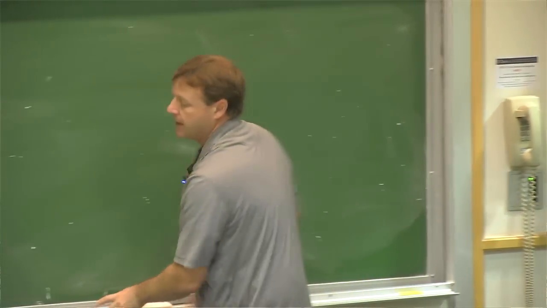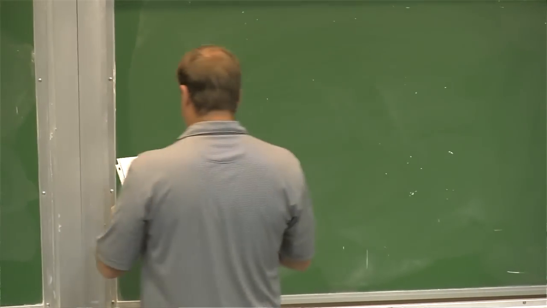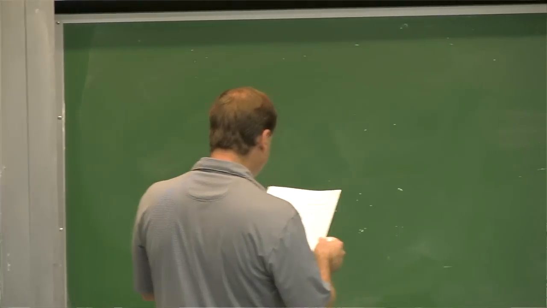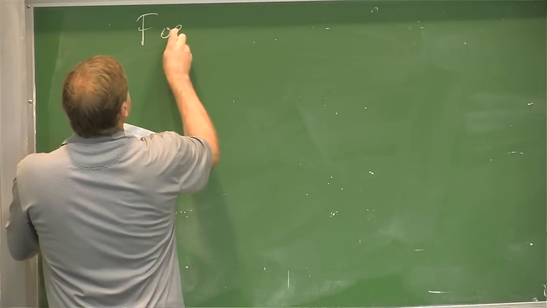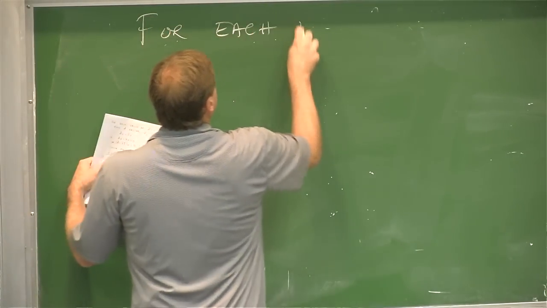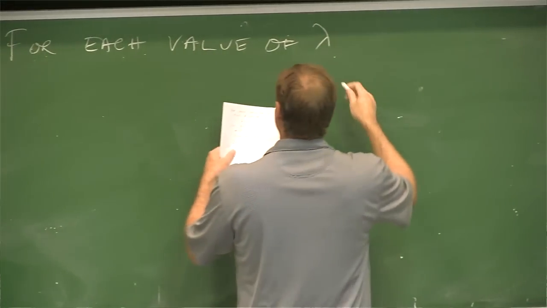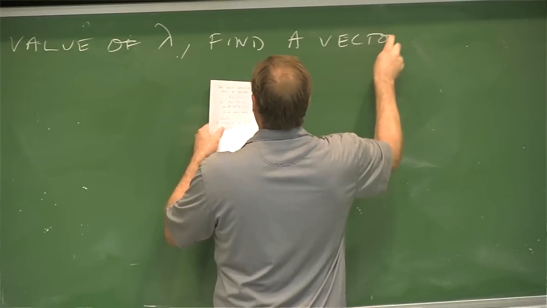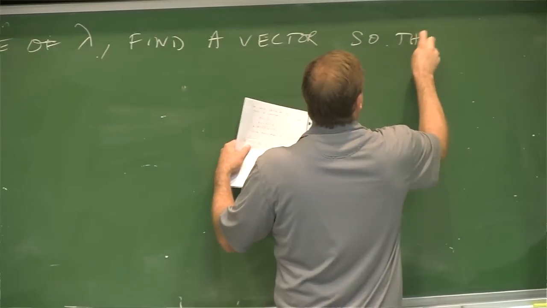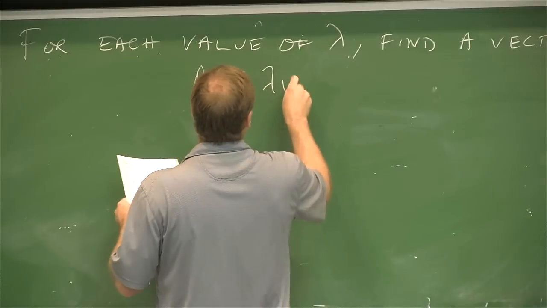Now we need the eigenvectors. So for each value of lambda, find a vector so that AV equals lambda V.